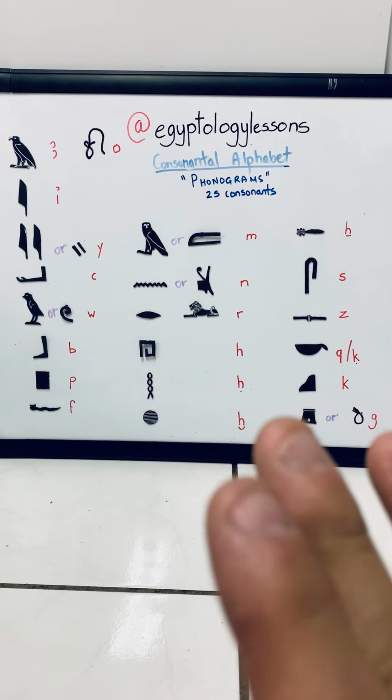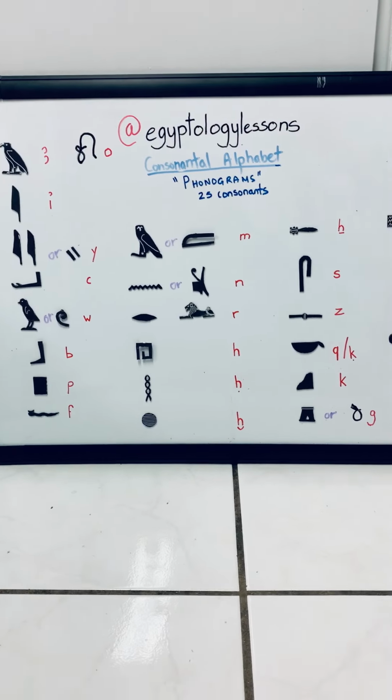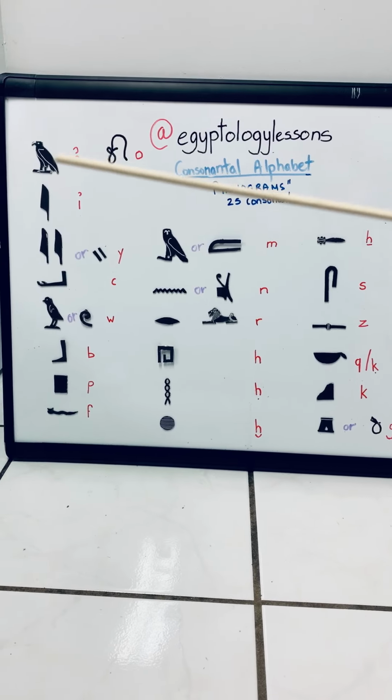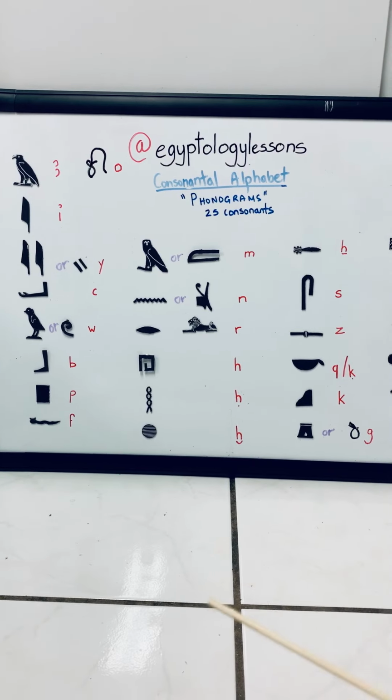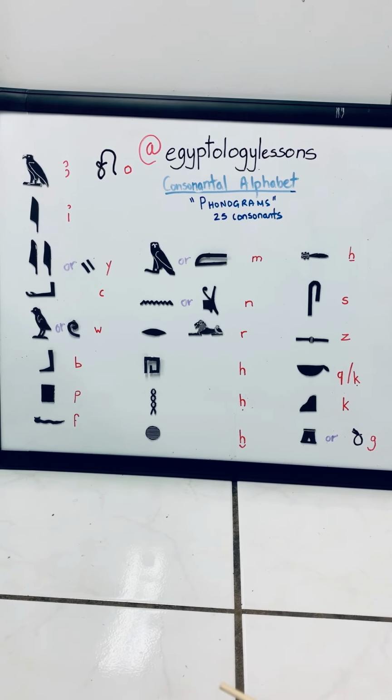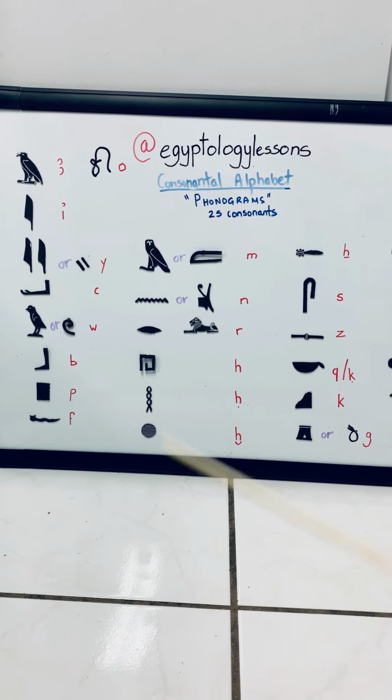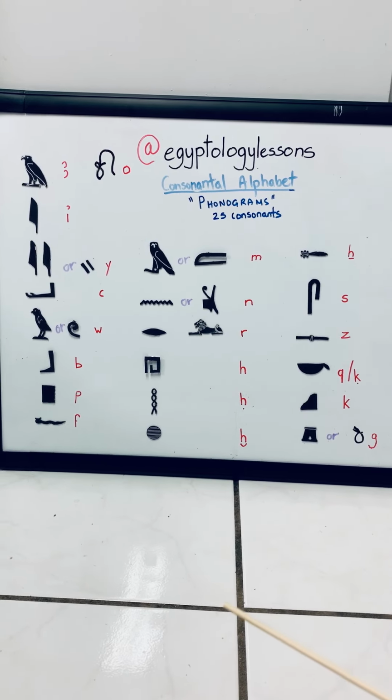The standard alphabet written in this order. So you would always see it written from this down. These characters would follow this order for the standard alphabet that we use in order to translate hieroglyphics or to explain the 25 unilateral consonants.